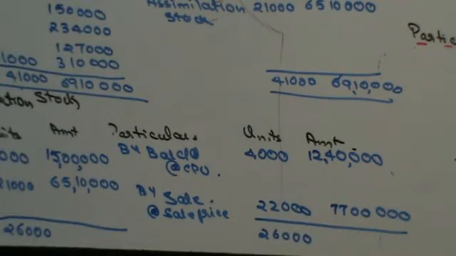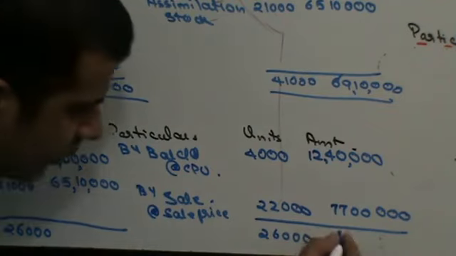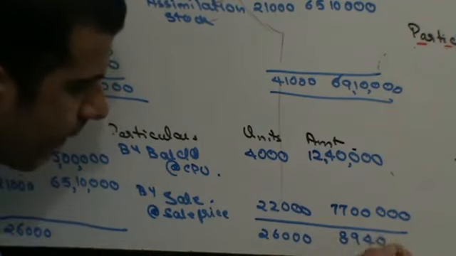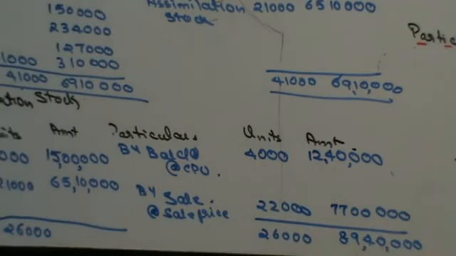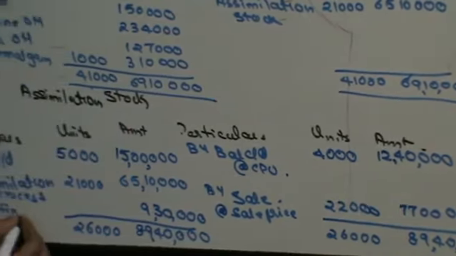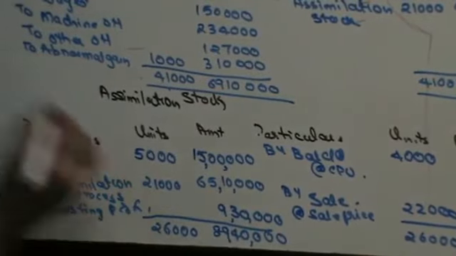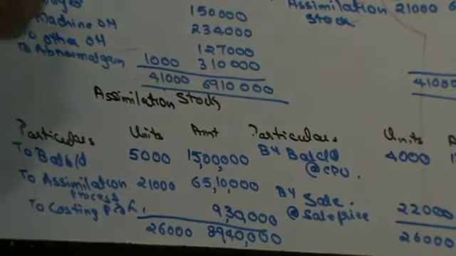77 lakhs plus 12 lakh 40,000, 89 lakh 40,000. Right? Now 89 lakh 40,000. The difference will be called as costing P&L, which will be 9 lakh 30,000 to costing P&L, 9 lakh 30,000.